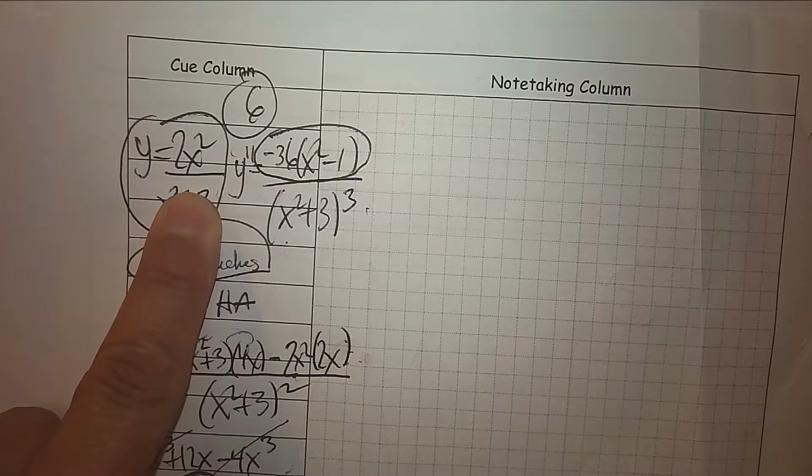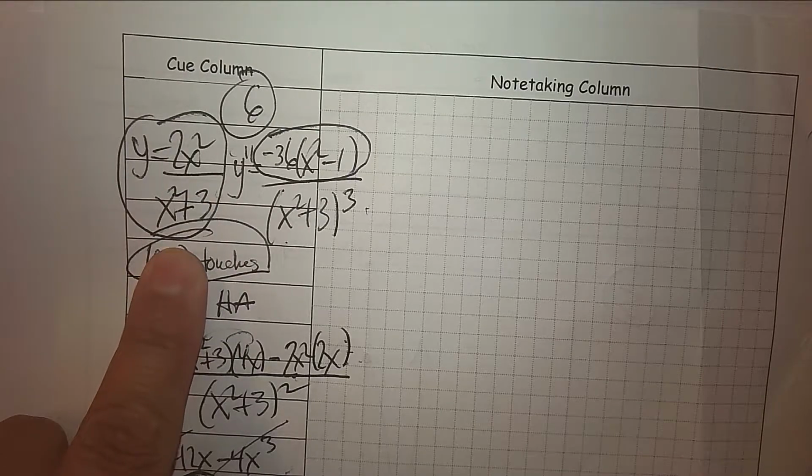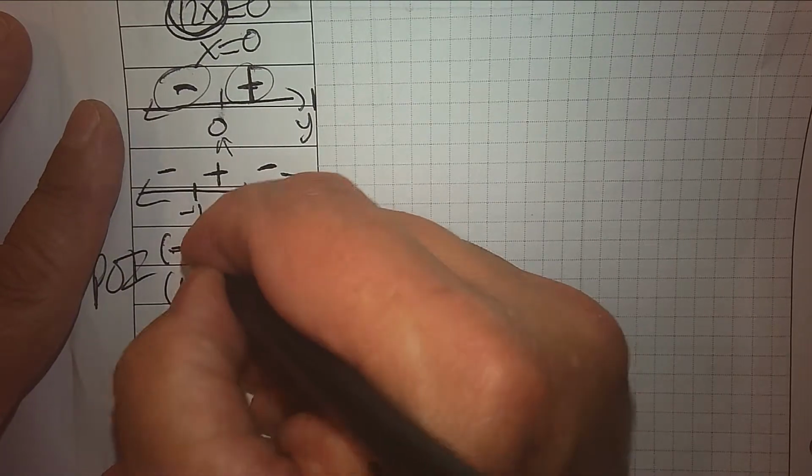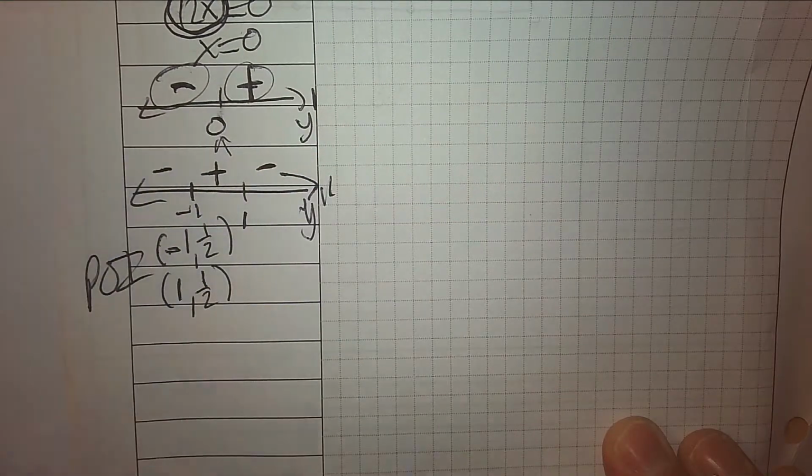If you plug in 1, it's not bad. 1 makes it 2 over 4. I'm pretty sure that's a half. Guess what negative 1 does? The same. So positive 1 and negative 1 give you the answer what? 1/2.